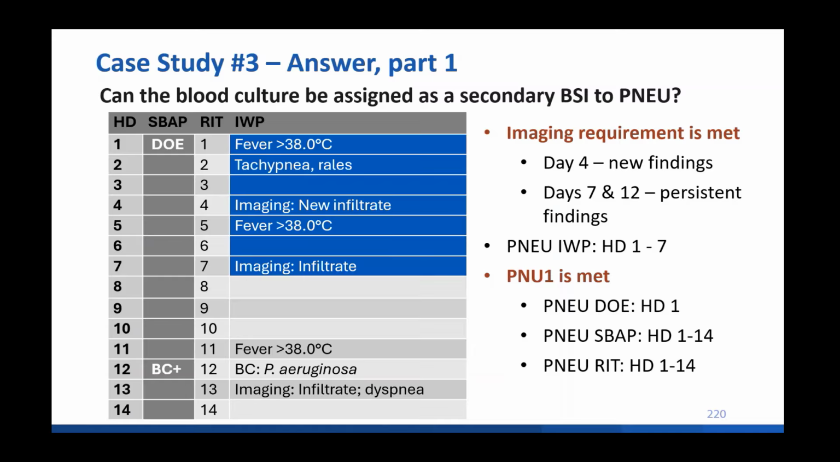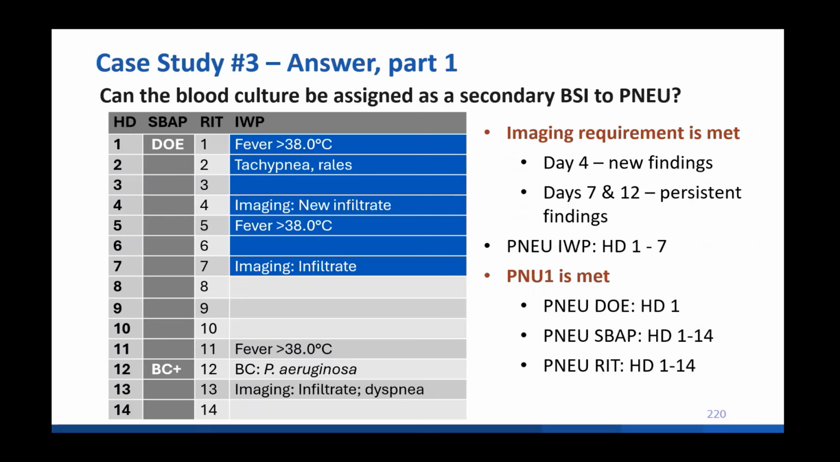There is a positive blood culture collected within the pneumonia secondary BSI attribution period on day 12, but a secondary BSI cannot be assigned to a pneumonia 1 event because there is no site-specific organism to which the blood culture organism can match. The blood culture also has a collection date in the pneumonia repeat infection timeframe, but the pneumonia repeat infection timeframe only applies to subsequent pneumonia events. So a BSI with a collection date within a pneumonia RIT cannot just be added to the pneumonia event.